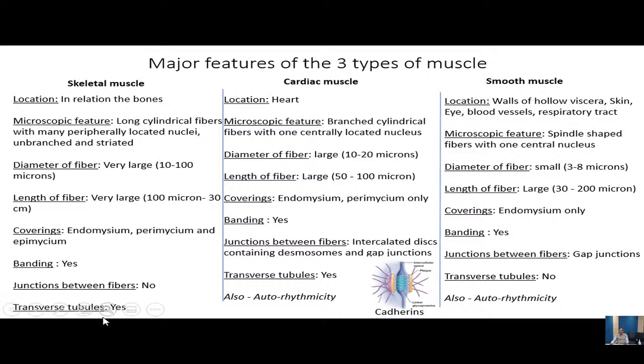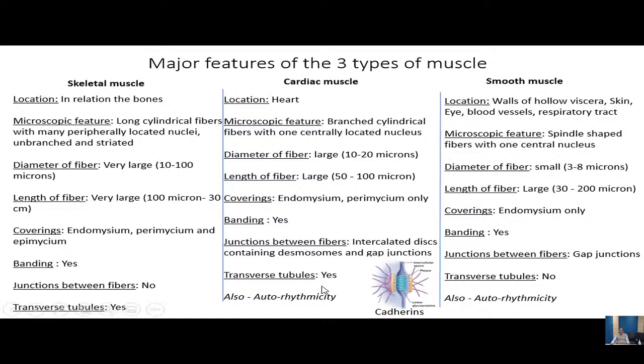Transverse tubules are very important. Transverse tubules are actually invaginations of the cell membrane going inside the cytoplasm. There are numerous invaginations of the sarcolemma into the sarcoplasm. And what is the purpose of this? The excitation from the surface of the muscle fiber is transmitted to the inside of the muscle fiber. So these are called transverse tubules. They are very important for the contraction of the skeletal muscle fibers.